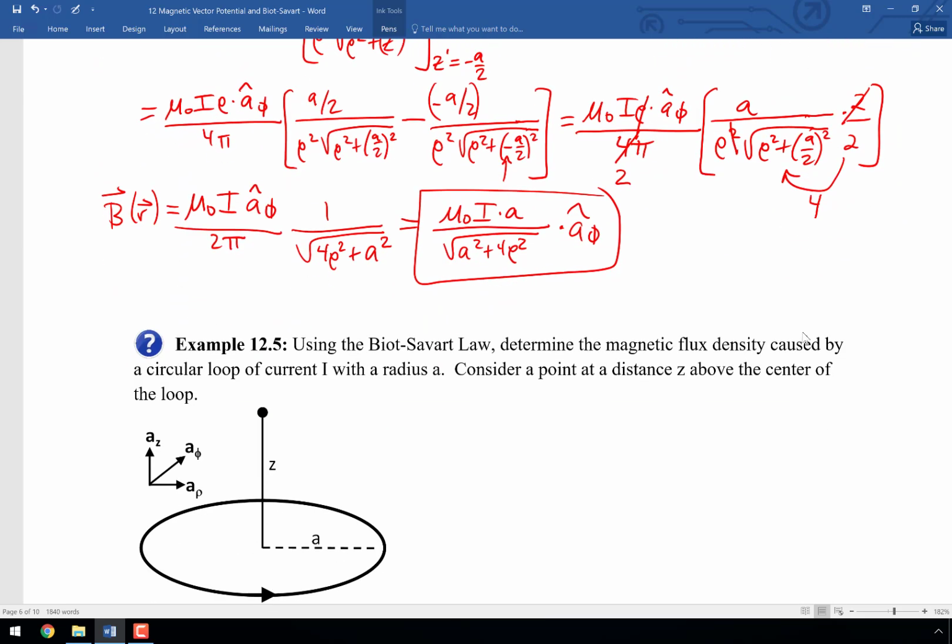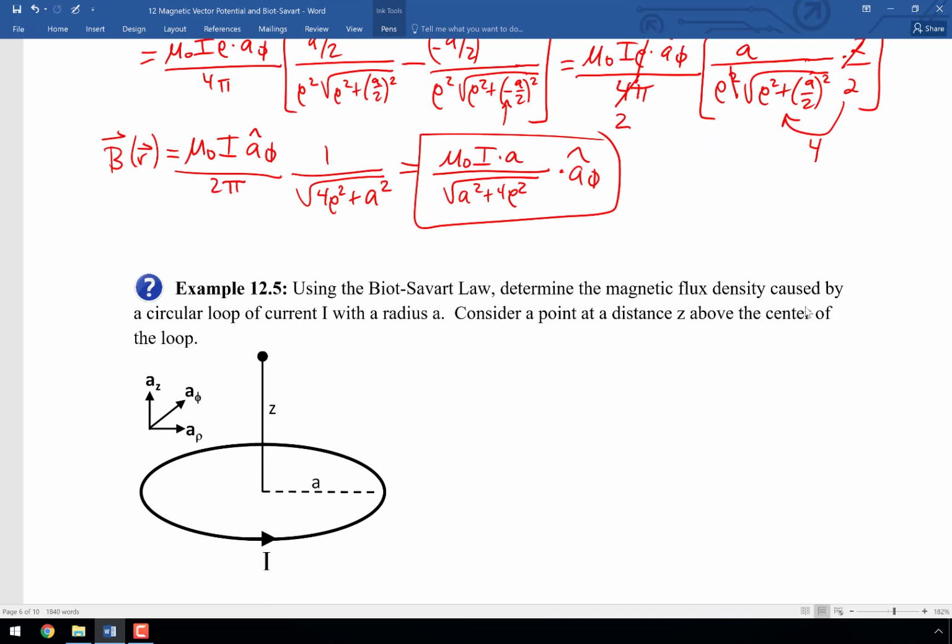Let's do another calculation here. This one, using the Biot-Savart law, we're going to calculate the magnetic flux density at a point z above a loop of current. So we're going to start with our Biot-Savart law. B of R is equal to mu sub 0 over 4 pi. This one will, in fact, be a closed loop integral of I dl prime crossed with a sub r divided by r squared.